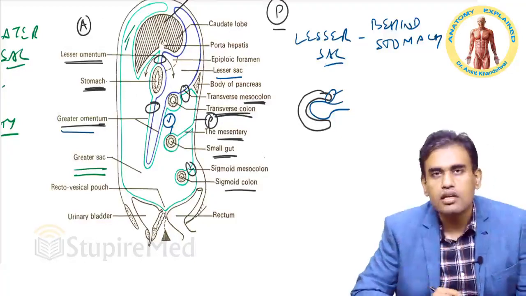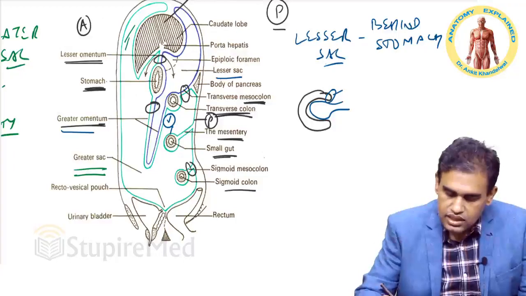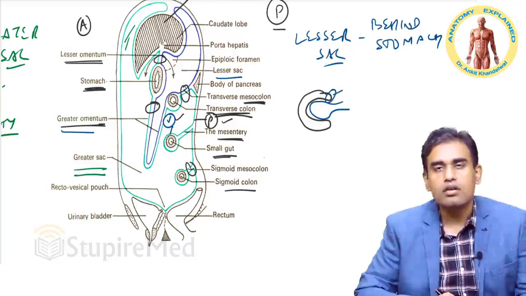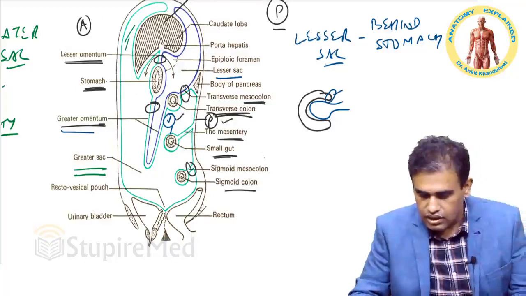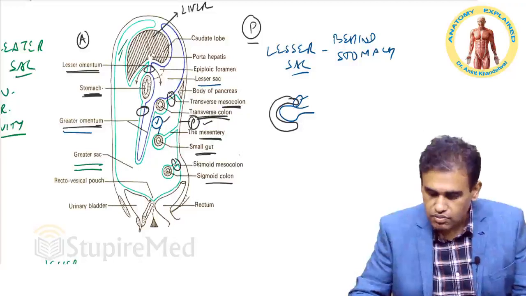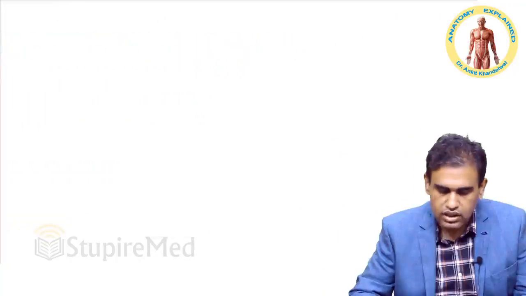You can see the mesentery. The one which is attached to the wall, we call it parietal. The one which is attached to the viscera, we call it visceral peritoneum. Clear? Now we understand this with another simplified figure that will clear all your doubts, if at all they are present.